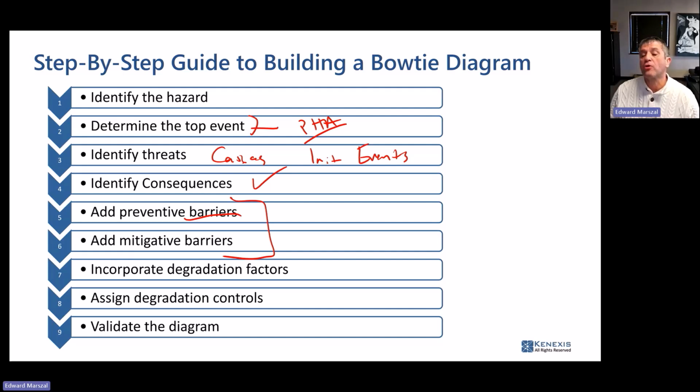Then we are now going beyond what was done in the HAZOP and the LOPA phase by talking about what the degradation factors are and documenting what the degradation controls are. And then finally, we will validate the diagram against the actual operation of the plant to make sure that our bow tie diagram is accurate.